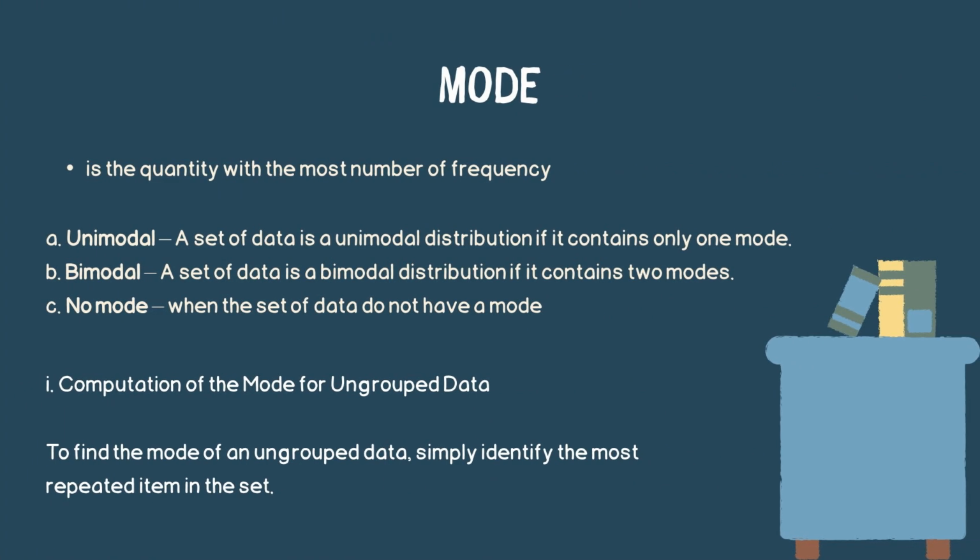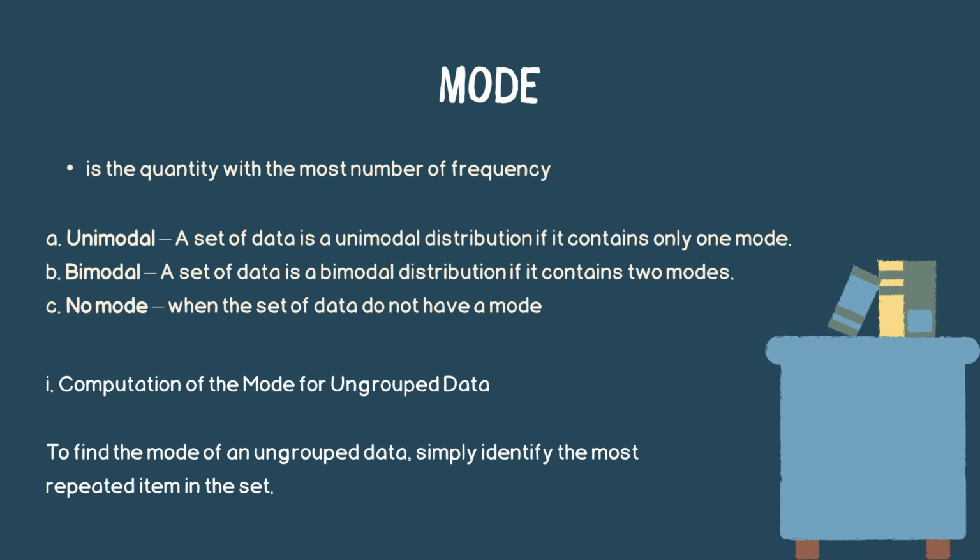Okay, so from the previous reports we have discussed, you are expected to already know how to get the mean and median of a set of ungrouped data. So now, let's talk about the mode and how to get the mode of a set of ungrouped data. Basically, the mode is the quantity with the highest frequency, the one that is repeated the most. Actually, there are different types of mode, and later on we will discuss them.